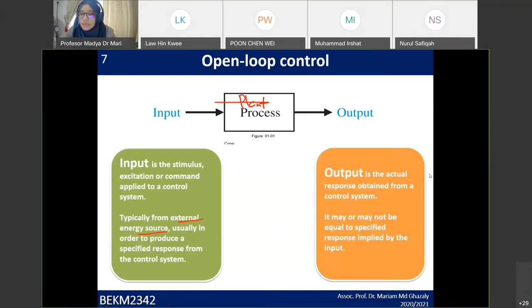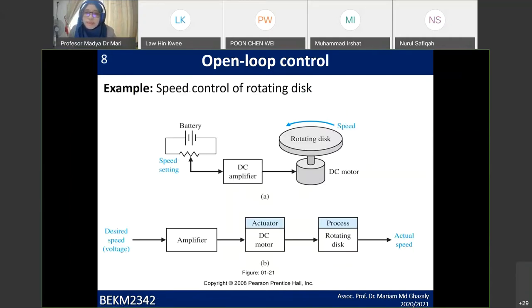Okay, output is the actual response obtained from the control system. Another example will be speed control of a rotating disc. If you see here, this shows the sketch of the system of a speed control of a rotating disc.